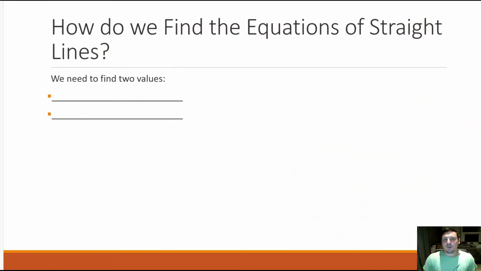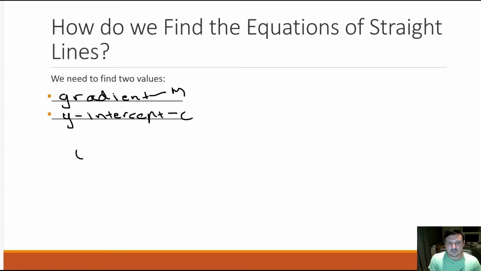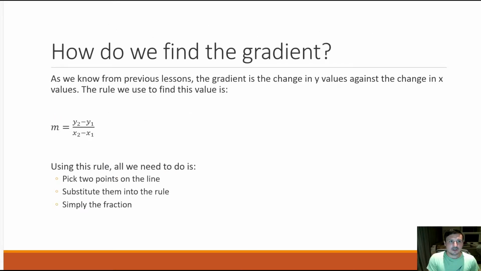So, how do we find the equations of straight lines? Well, we need to find two values, and those two values are the gradient and the y-intercept. Sometimes this is known as our m and our c. So if we look at y equals mx plus c, what we're really looking for here is our m values and our c values. And then what we generally do is once we've found them both, we put them into our formula. So how do we find the gradient?